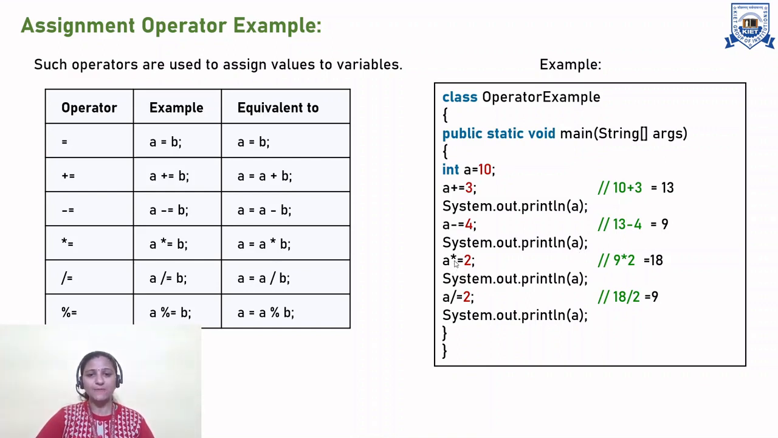Next, a multiply equal to 2 means 9 got multiplied with 2, 18, and assigned back to a. And it will produce the output 18. So currently a has the value 18. Next, what we did, a divide equal to 2. It means a got divided by 2, 18 got divided by 2 and the result returned back to a. So finally the output will be 9. Like this, it will produce the output.